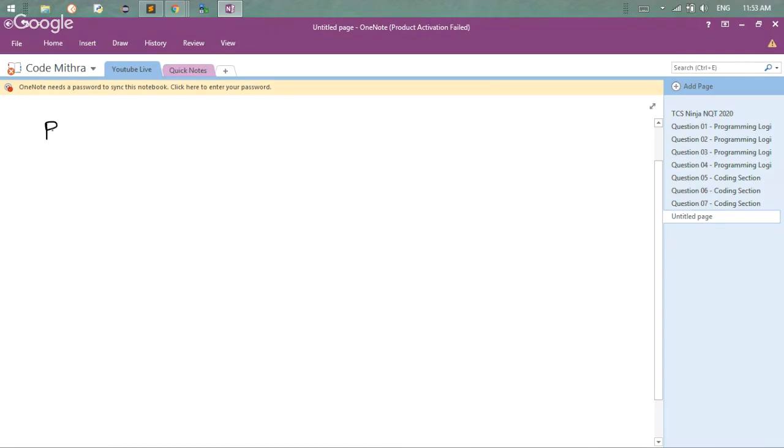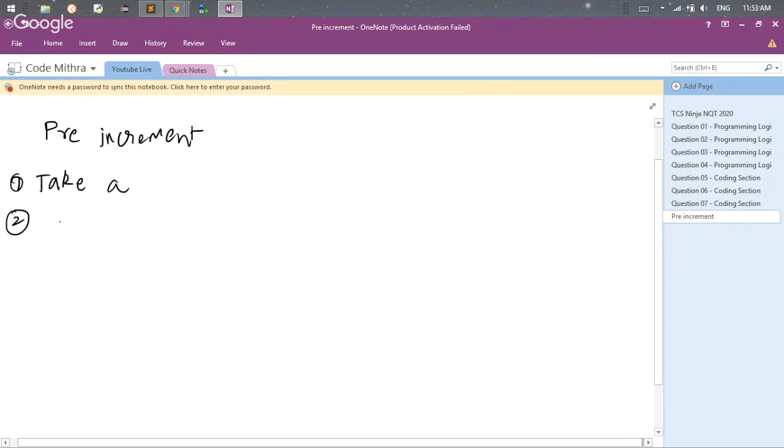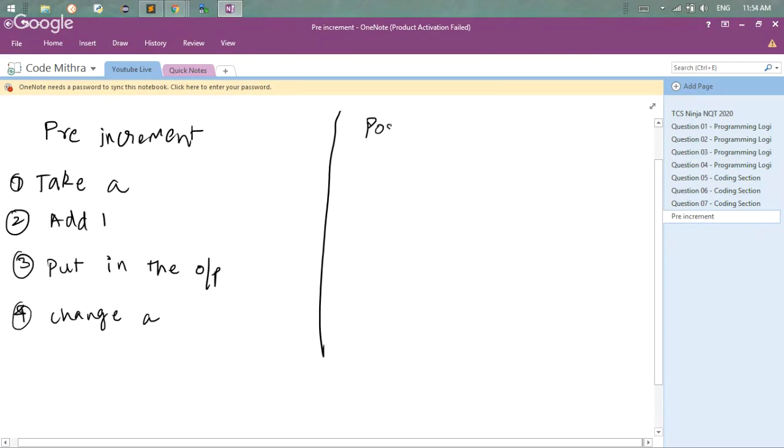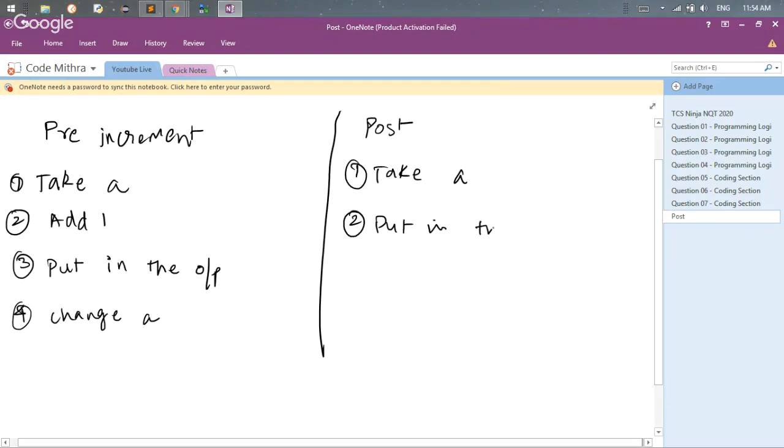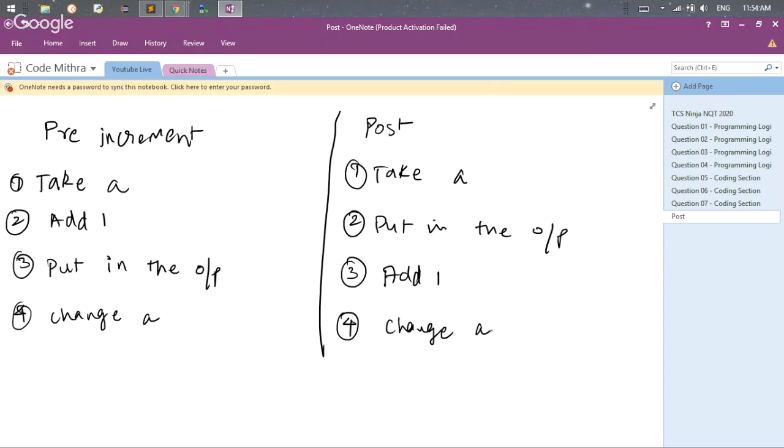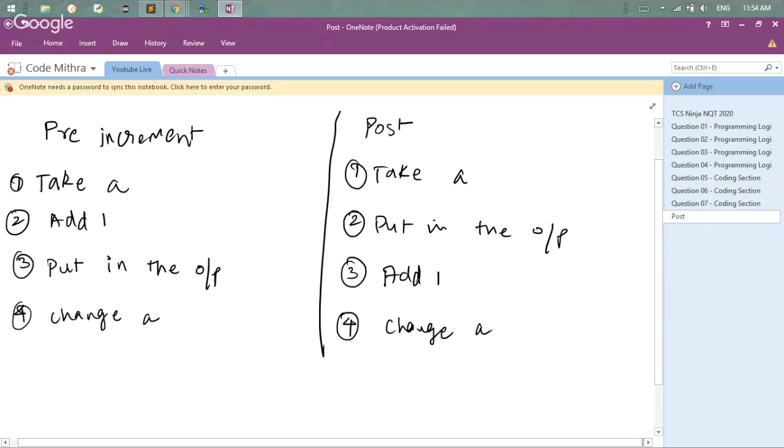If you see pre-increment, what you need to do? First step, take A. Second step, add 1. Third step, put it in the output. Fourth step, change A. Whereas in post-increment, what you are supposed to do? You take A, put it in the output. Third step, you add 1. And then the fourth step, you change A. Okay, you can take a screenshot of it. That will help you a lot.